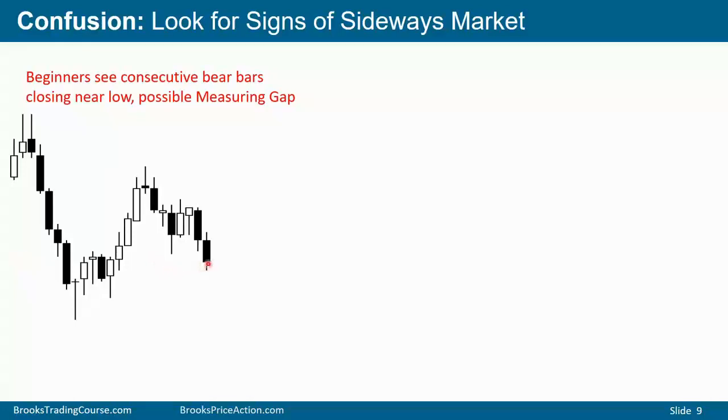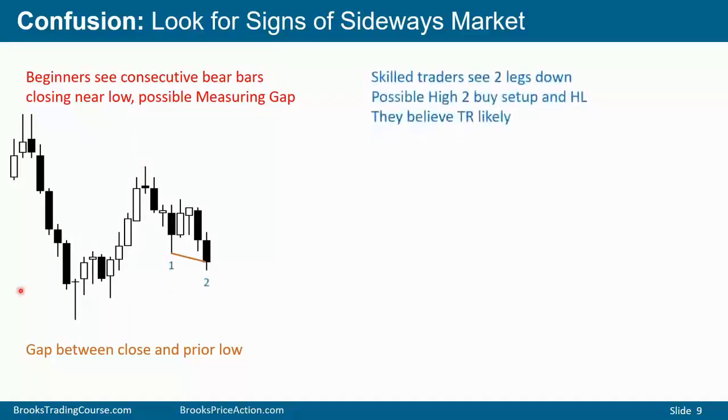And therefore, while this might be a measuring gap, this close is below that low, and we might get a measured move down based upon the height of this small trading range. More likely, the gap will close, and this will end up as a bear leg in what will become a trading range. There's a gap between this close and that low, and it might lead to a measured move down from this high to that low. But more likely, it's a two-legged move down in a trading range.